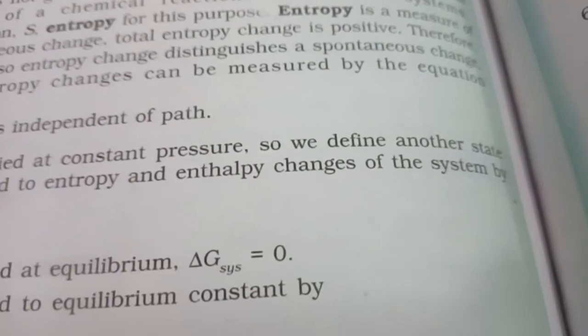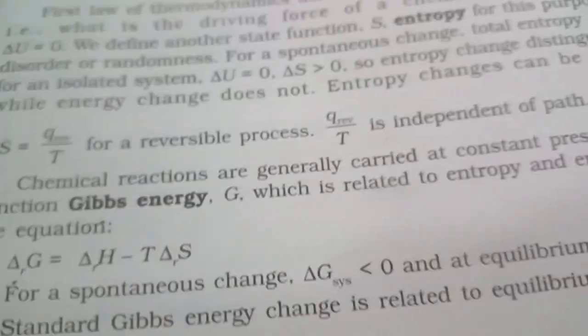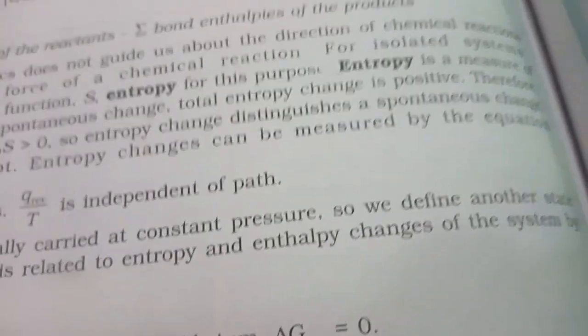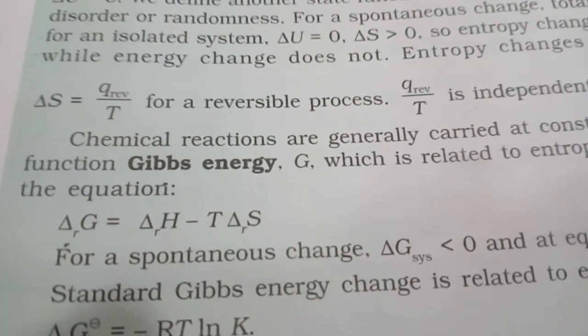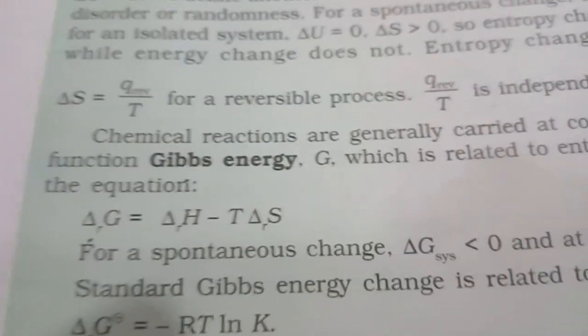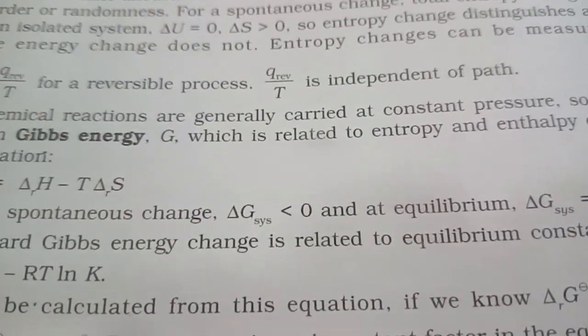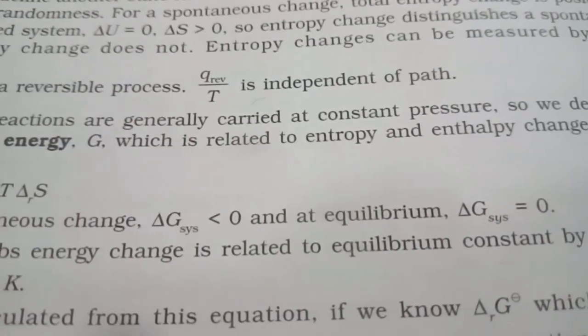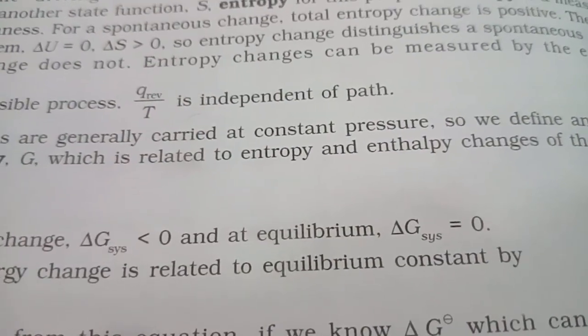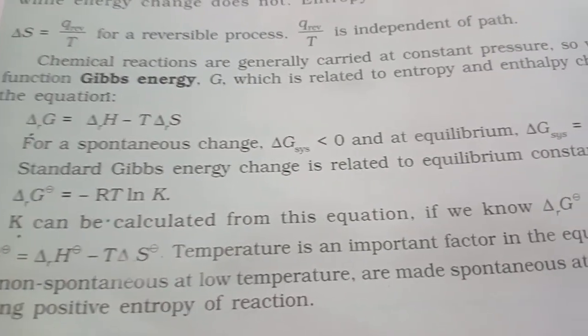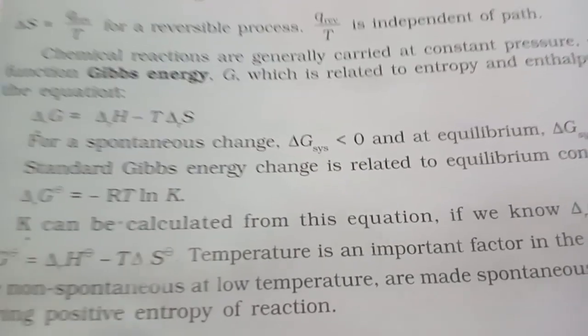Chemical reactions are generally carried at constant pressure. So we define another state function, that is Gibbs energy G, which is related to entropy and enthalpy changes of the system by the equation delta G is equal to delta H minus T delta S. For a spontaneous change, delta G system is less than 0, and at equilibrium delta G system is equal to 0.